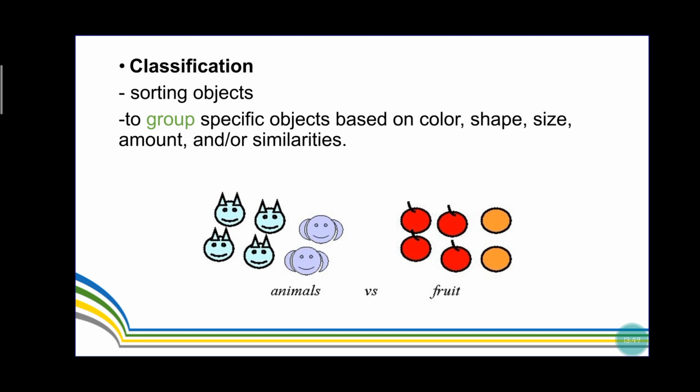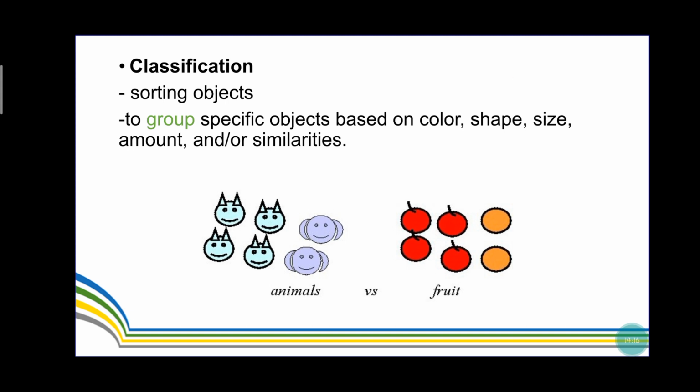So to group specific objects based on color, shape, size, amount, and/or similarity. So it is the ability to identify the properties of categories, to relate categories or classes to one another, and to use categorical information to solve problems. So the ability to simultaneously sort things into where it belongs.